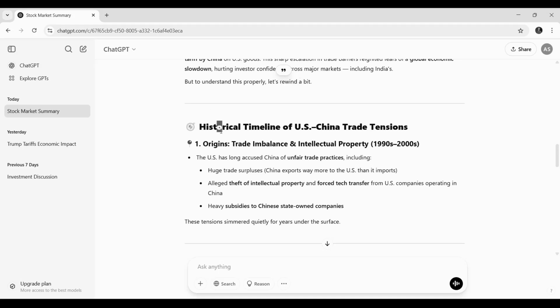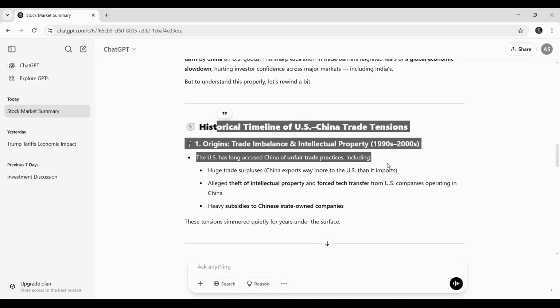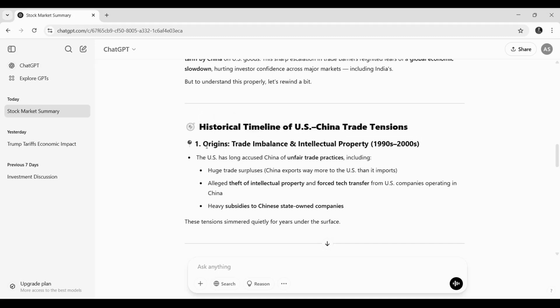Okay, historical timeline. So it is giving me a lot more history from the 1990s here. Origin: trade imbalance and intellectual property, 1990s to 2000. The US has long accused China of unfair trade practices, including huge trade surpluses. China exports way more to the US than it imports. Alleged theft of intellectual property and forced tech transfer from US companies operating in China. Heavy subsidies to Chinese state-owned companies. These tensions simmered quietly for years under the surface.